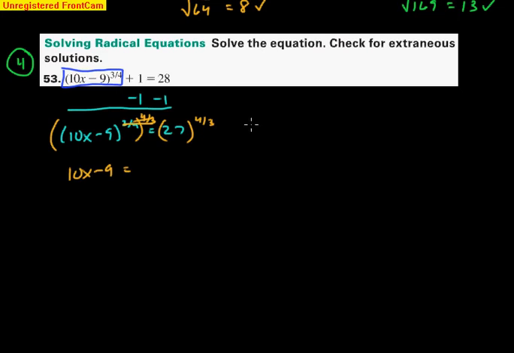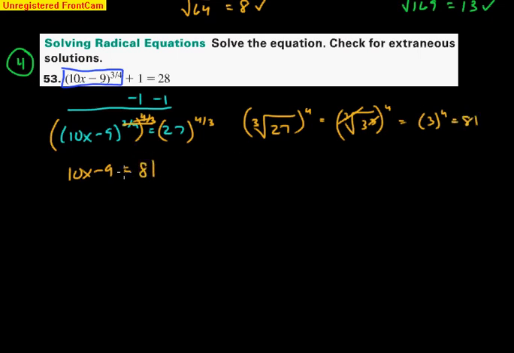Now, I'm okay with using a calculator, but this is really the cube root of 27 to the 4th, or the third root of 27 to the 4th. And 27 can be written as 3 to the 3rd. So the third root and the third power cancel. This is really just 3 to the fourth power, which is 81.